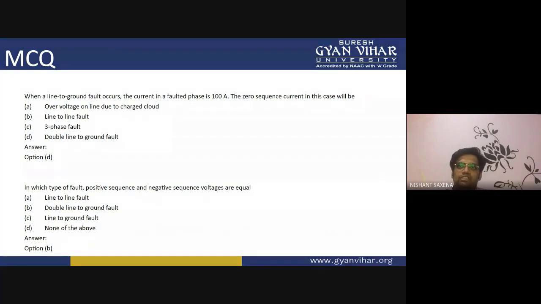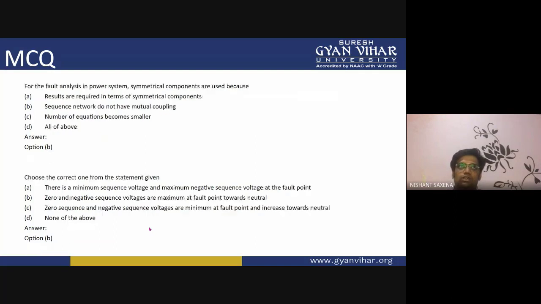Now, in which type of fault are the positive sequence and negative sequence voltages equal? That is, VA1 and VA2 are equal. They are equal in the double line to ground fault because the positive and negative sequence circuits are connected in parallel in double line to ground faults. That's why their voltages are also equal. In fault analysis of power systems, symmetrical components are used because they give sequence networks that do not have mutual couplings.